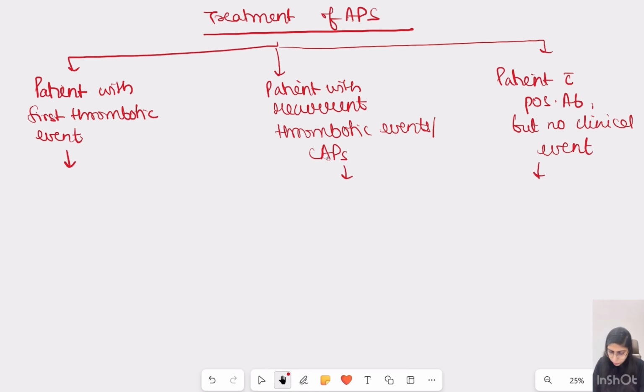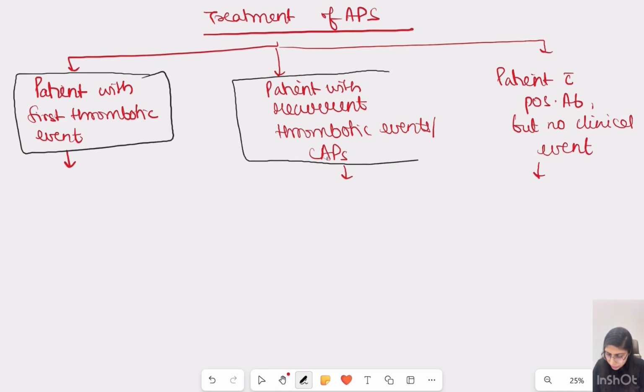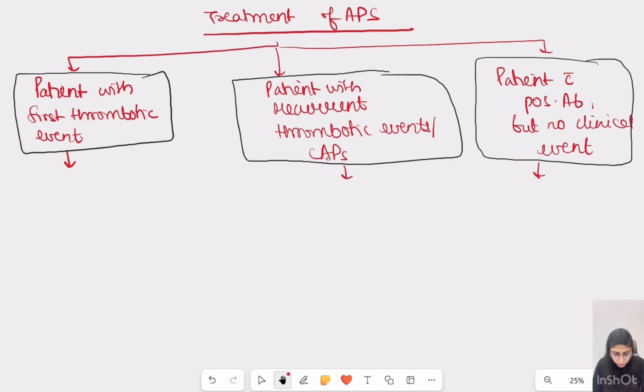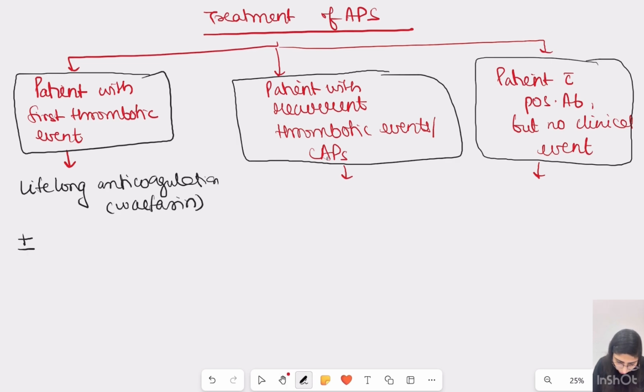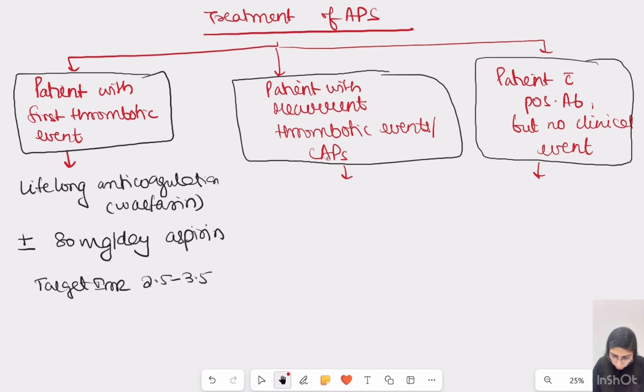Treatment is very, very simple. Please try to remember, divide your patient into whether the patient has come to you with the first thrombotic event along with antibodies, or recurrent thrombotic events and antibodies, or antibodies but no clinical event. So a patient with a first thrombotic event, you have to give lifelong anticoagulation, number one. So lifelong anticoagulation, warfarin plus minus 80 milligram per day of aspirin, and the target INR is 2.5 to 3.5.